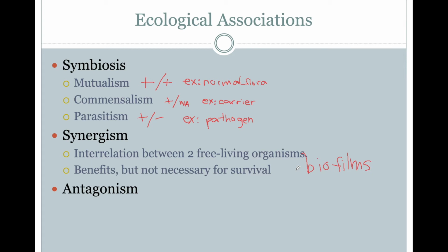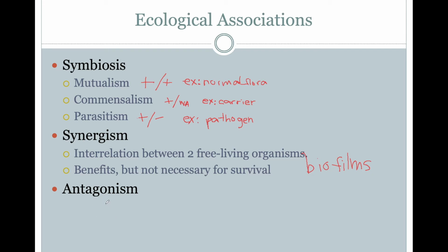And then antagonism would also be an interrelationship between two free living organisms, but in this case, it's detrimental. So synergism and antagonism are similar in that the organisms in these relationships are free living. They don't require each other for survival. But for synergistic relationships, these are beneficial relationships. For antagonistic relationships, these are detrimental.